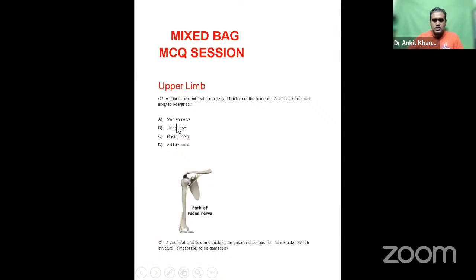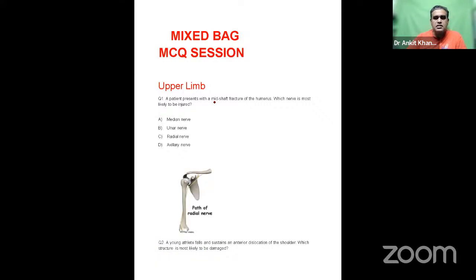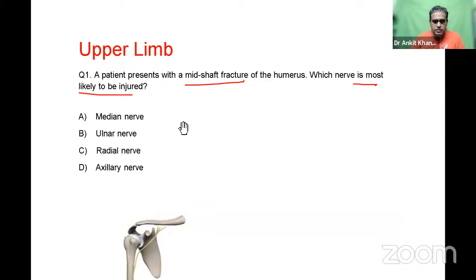Okay. So the question says that a patient presents with a mid-shaft fracture of the humerus. Which nerve is most likely to be injured? This is the question. I hope you can see the question. If I may enlarge it a bit, the pen is not working in mere enlargement. So let us read out the question. Then when I write, I will minimize it a bit so that we can annotate the notes over here.